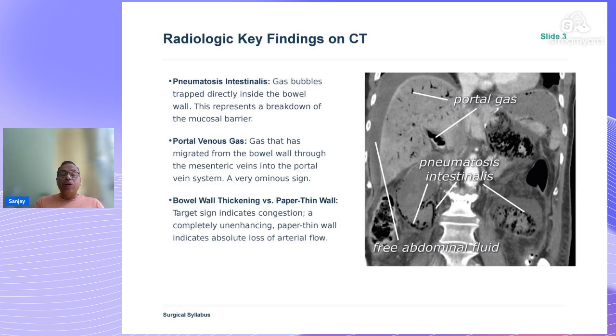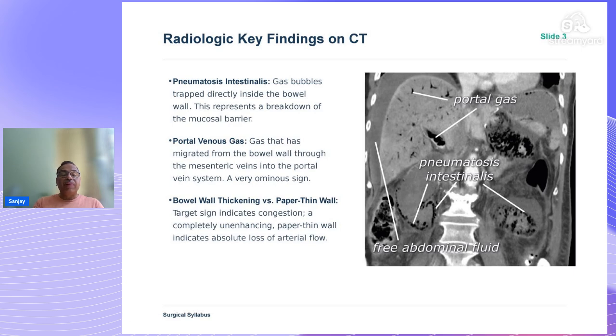The key radiological findings on CT abdomen in a patient of acute mesenteric ischemia are basically the signs of bowel ischemia or bowel necrosis. So the first one, which suggests that there is ischemia of the bowel, is pneumatosis intestinalis. That means the gas bubbles are trapped directly inside the bowel wall.